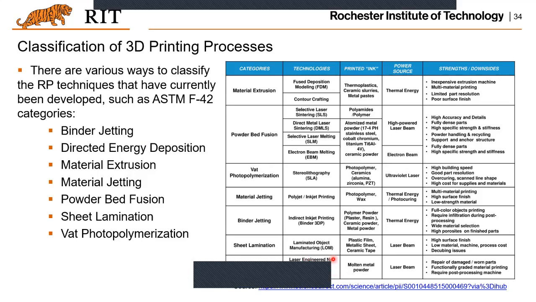And probably we will talk about some of the processes which fall into some of the categories: material extrusion, powder bed, vat photopolymerization, and the jettings. I'm not sure. I think we will not talk about the sheet lamination. But yeah, that's pretty much covered most of the popular categories of additive manufacturing processes.